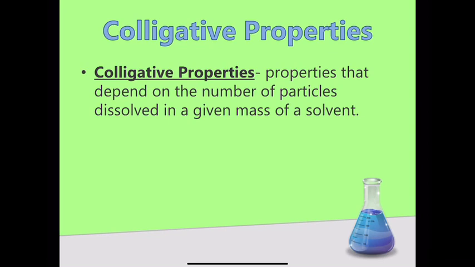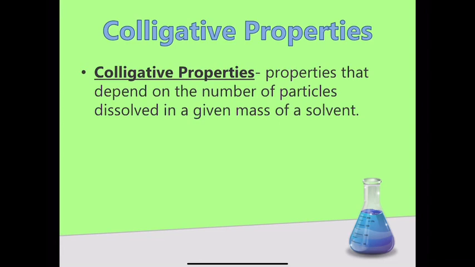When you add salt to water, the freezing point is not the same as it was anymore. The boiling point is not the same as it was anymore. And so these properties are called colligative properties. They change depending on the number of particles dissolved in a given mass of a solvent. So the freezing point for just adding a little bit of salt is going to be different than it would be if you add more salt in the same amount of solution.